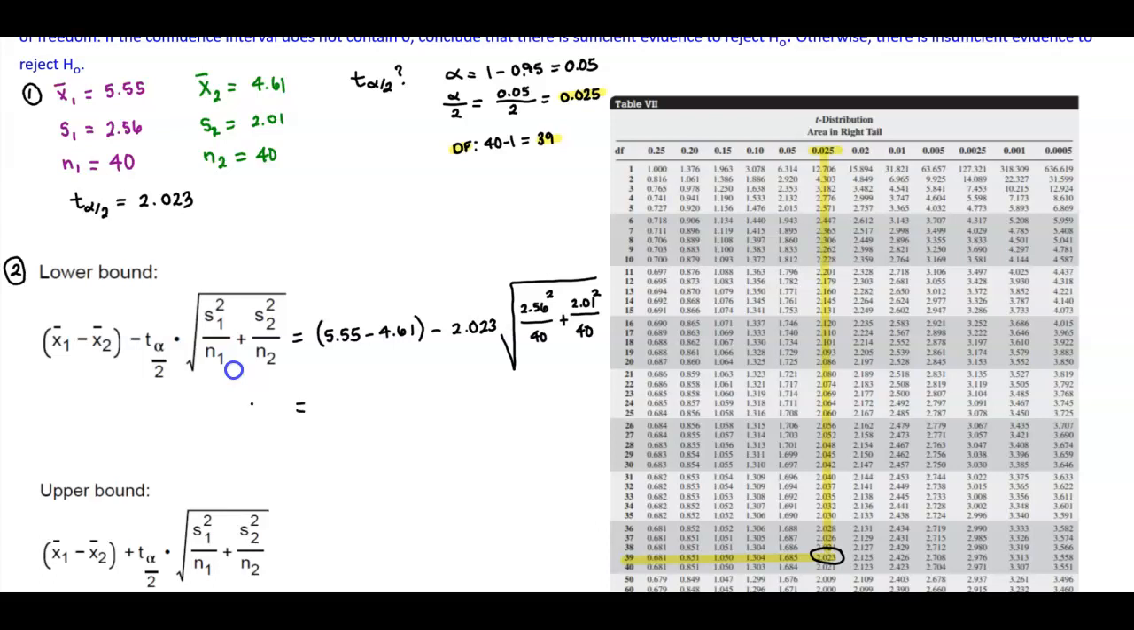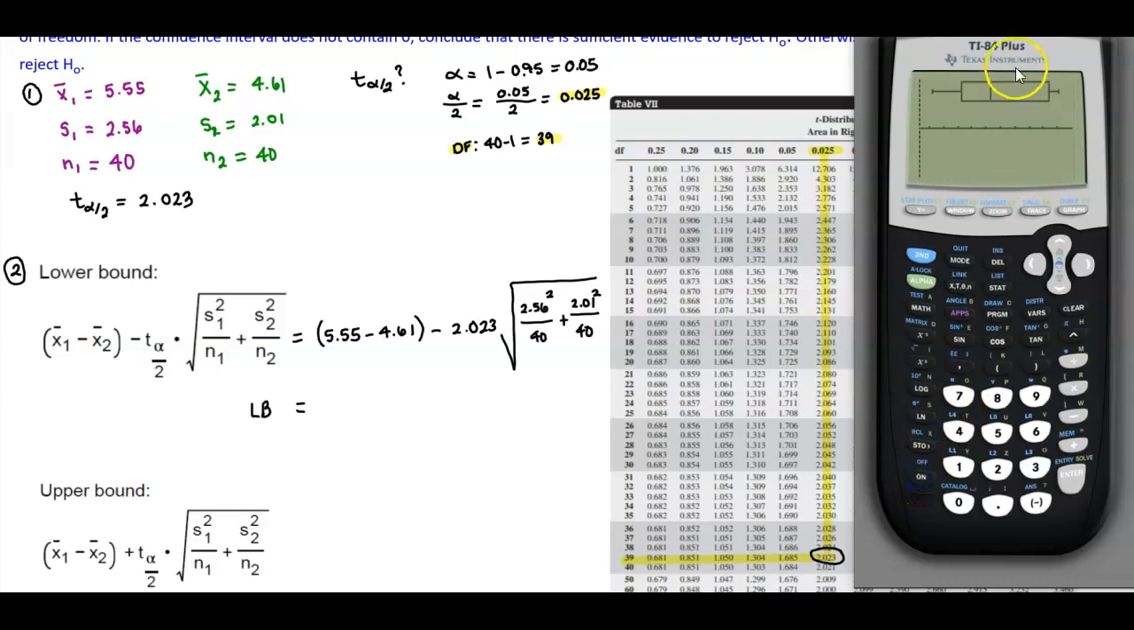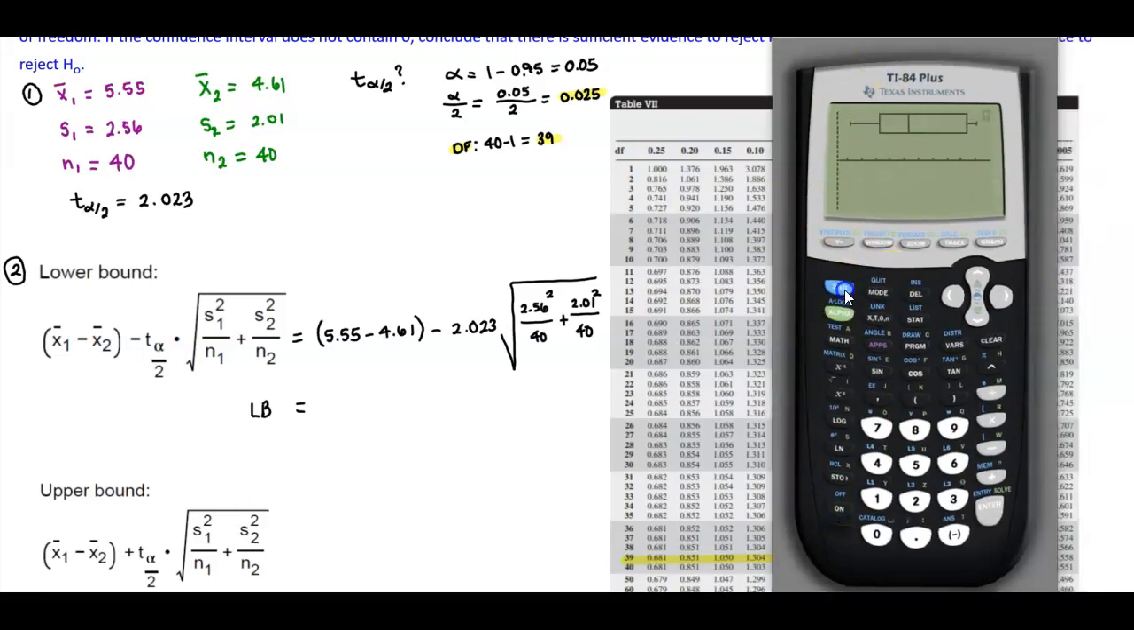So we want to be able to find our lower bound. So let's go ahead and use our calculator to make sure that we're comfortable doing that. For our calculator, we're going to follow the order of operations. We're going to start inside the parentheses. So we're going to take 2.56, square it, and then divide that by 40. And then we're going to add 2.01 squared, and then divide that by 40. Okay, now that's underneath the radical.